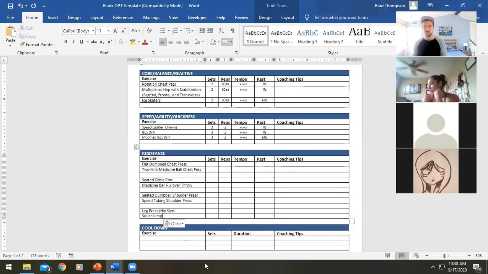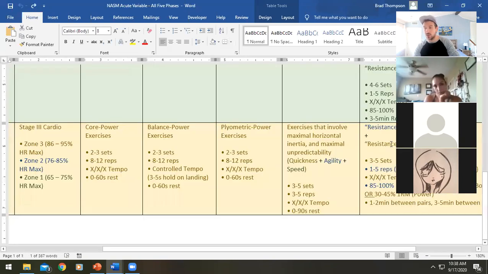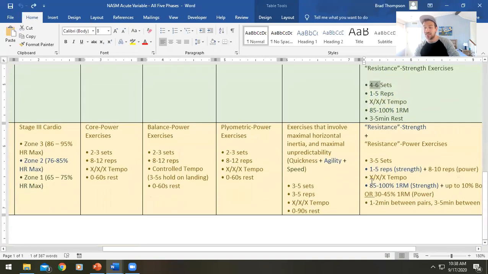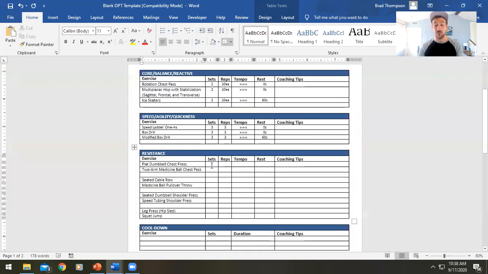So there we go. Now, you'll notice our sets go slightly down here. We went from 4 to 6 sets back down to 3 to 5. So I'm going to go right in the middle here, and go back to 4 sets of everything.